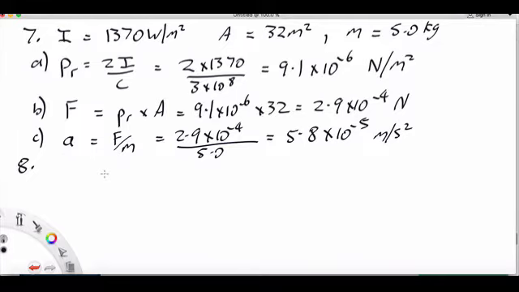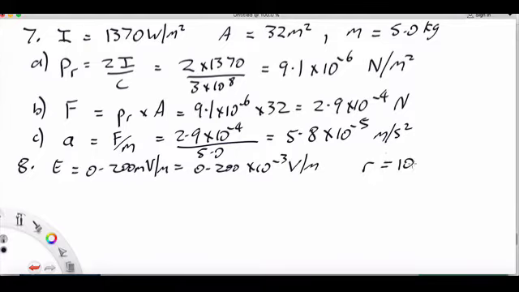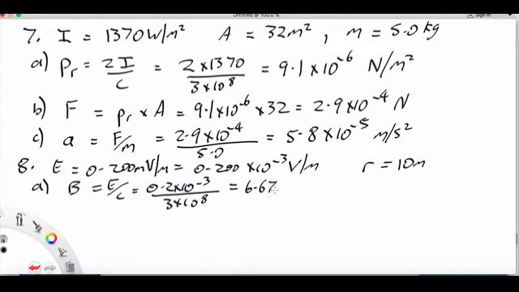And finally, number 8, we've got electric field magnitude 0.2 millivolts, and that is 0.2 by 10 to the minus 3 volts per meter. The diameter is 20, so the radius is 10 meters. So, firstly, magnetic field is E over c, 0.2 by 10 to the minus 3 over 3 by 10 to the 8. It is 6.67 by 10 to the minus 13 Tesla.